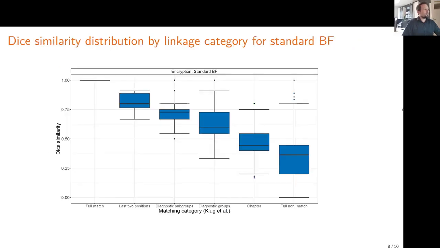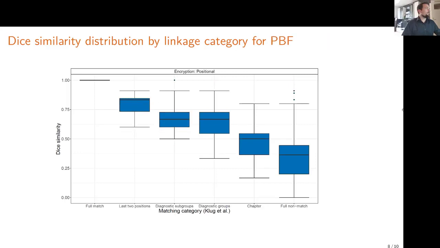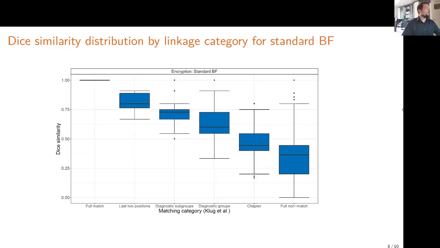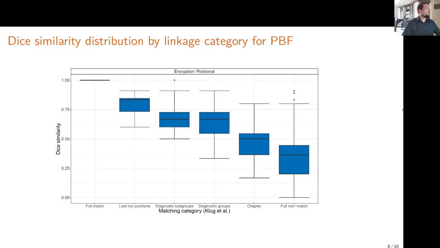For the standard Bloom filters, these are the box plots for each category, where the left part is the full match and the right-hand side is the full non-match. You can see the Dice similarity can be between 1 and 0, a full non-match. However, they are all over the place. There is a trend, of course, but there is a lot of variance between the categories when using a standard Bloom filter to encrypt these diagnostic codes. If you use positional bigrams, it gets slightly better, but it's not very good.